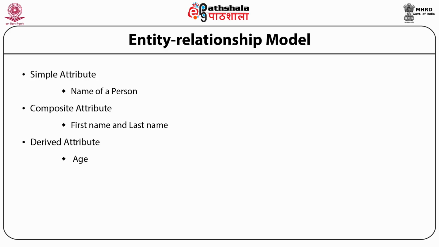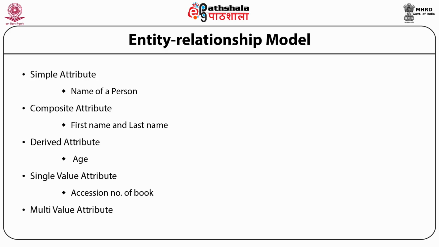Then there is another kind of attribute, which we call a single-value attribute. That means the value of this attribute is unique and the same value cannot be given to any other entity in the database. The last one is the multi-value attribute. That means for one entity, there is more than one value. For example, there is a book, and for this particular book there are four or five authors. So the author field is a multi-valued attribute.